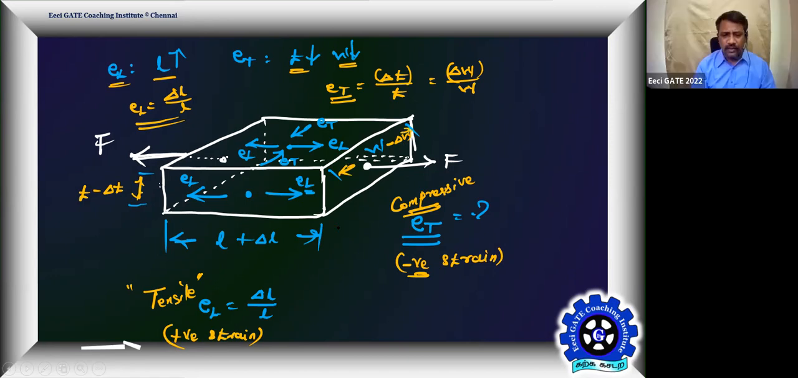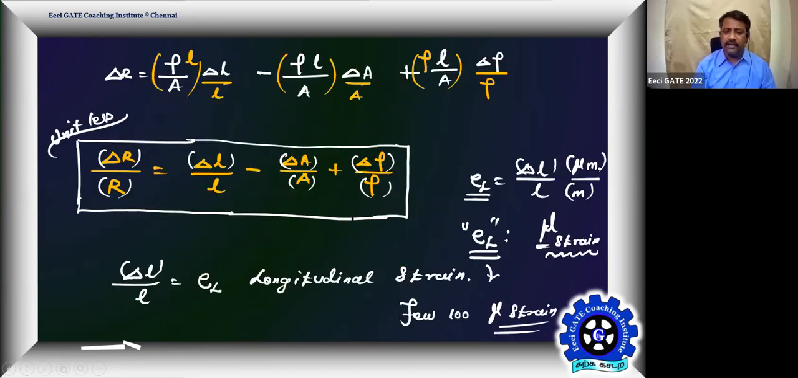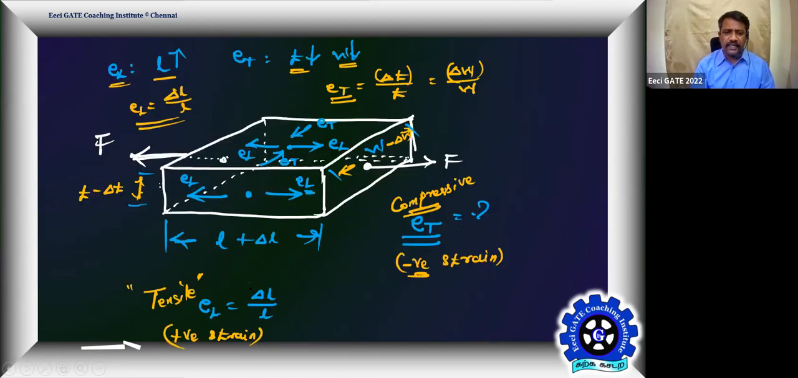Now the point is why we are talking about this: we should know what the contributor is here. We are going to connect the change in resistance with respect to the strain. So we want to connect the resistance change and EL. Hereafter I'm going to take it shortly as E. E hereafter represents only the longitudinal strain.